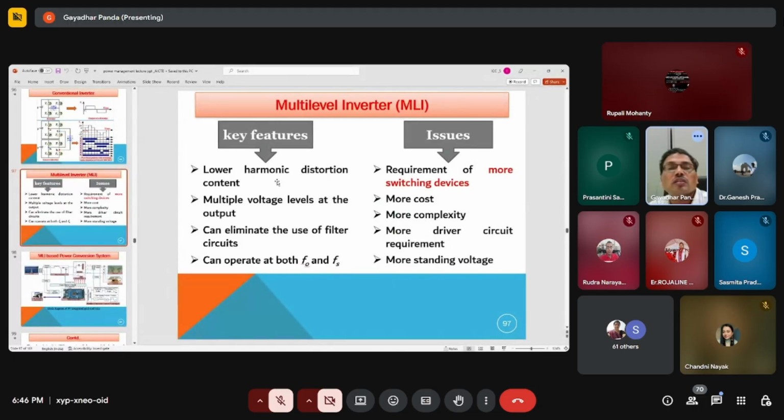What are the key features of the multi-level inverter? You can see low harmonic distortion content, multiple voltage levels at the output, and it can eliminate the use of filter circuits, because when the harmonic content is less, you can design the filter accordingly and the size of the filter will be reduced. It can operate at both output frequency as well as supply frequency. And what are the issues? Requirement of more switching devices, more cost, more complexity. That's why so far it is at the research level, and in commercial application it has limited space at this moment.